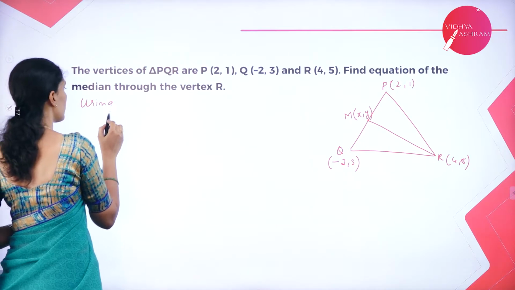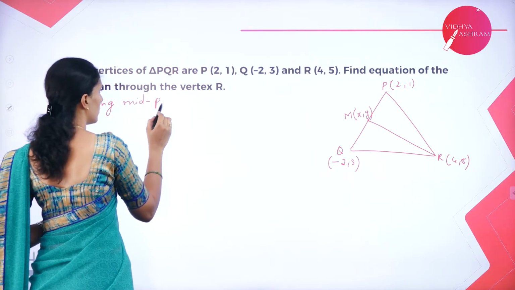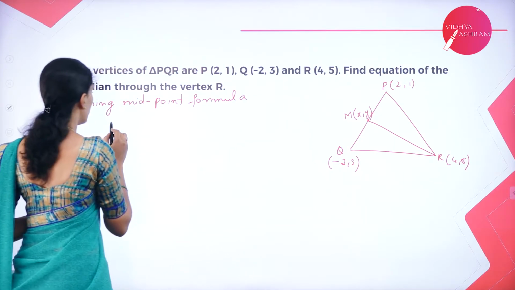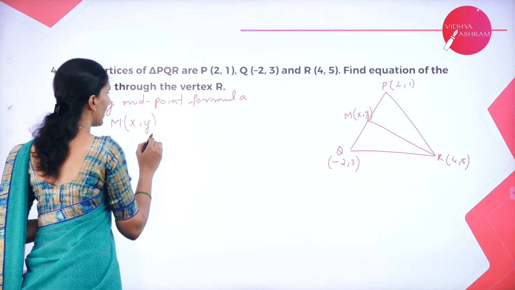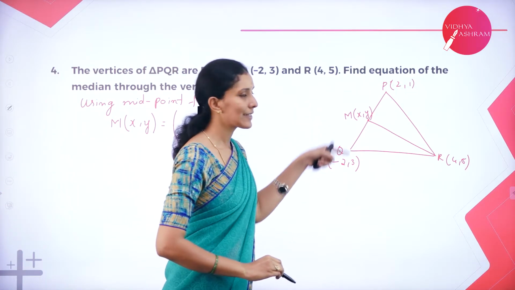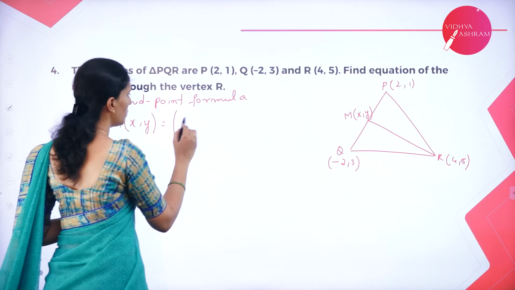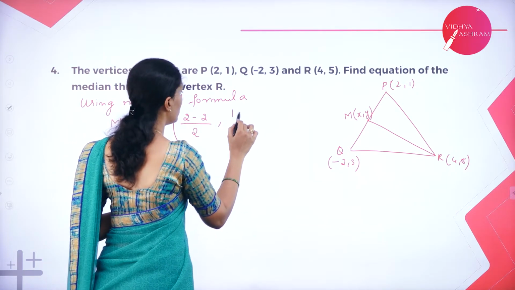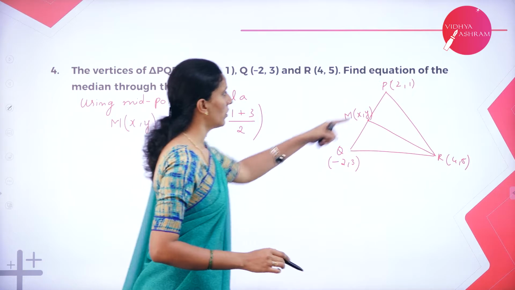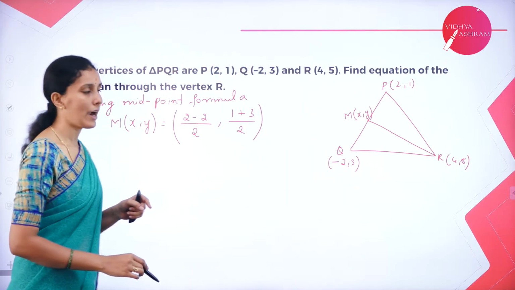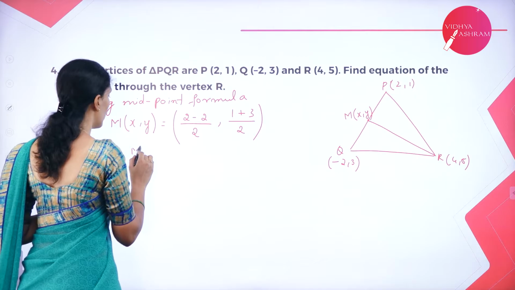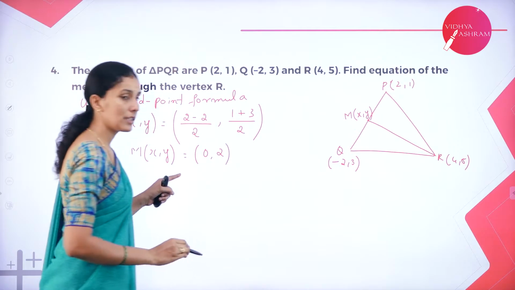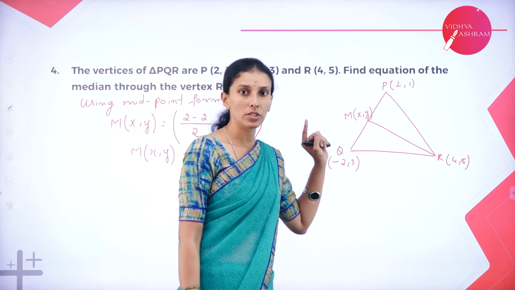Using the midpoint formula, M(x, y) can be the sum of x coordinates by 2 and the sum of y coordinates by 2. That is (2 minus 2) divided by 2, (1 plus 3) divided by 2. So add the x coordinates and divide by 2, add the y coordinates and divide by 2. So the point M(x, y) is equal to (0, 2). So this is the point which is the median.